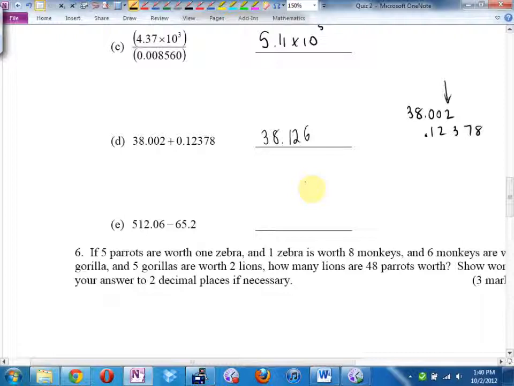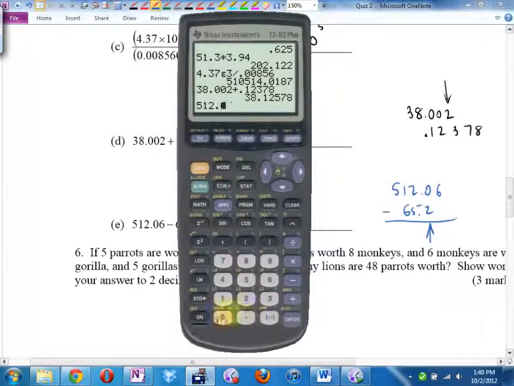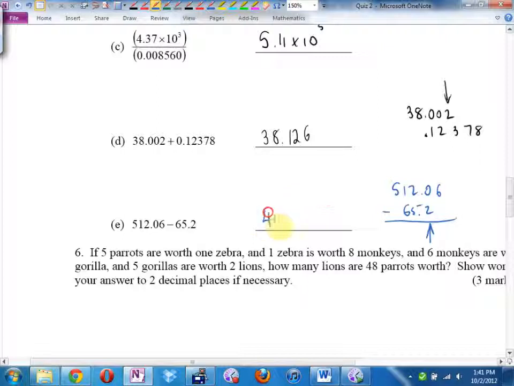Subtraction, same rule. 512.06 minus 65.2. Okay, this is going to be 512.06, 65.2, subtract. I'm going to round off to that decimal place right there. It's going to be 512.06, take away 65.2, and I get 446. I'm going to go to one decimal place, 446.9.